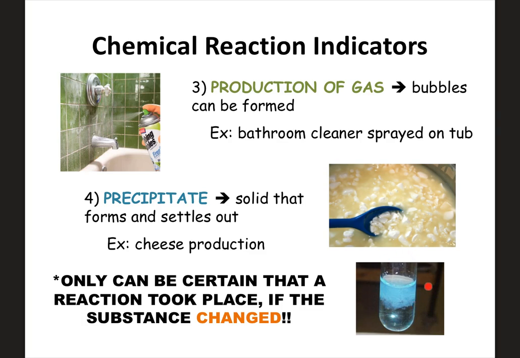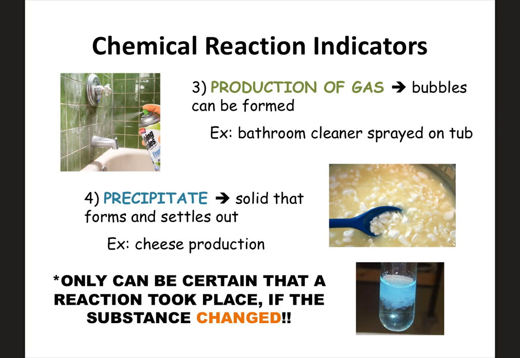This picture is showing you how we mix two liquids in chemistry class, and you can see this like solid chunkage that's starting to form. That's a precipitate. It's not the precipitation that would fall from the sky. So we'll do a lot of precipitation reactions in chemistry. Basically, you get a solid forming.